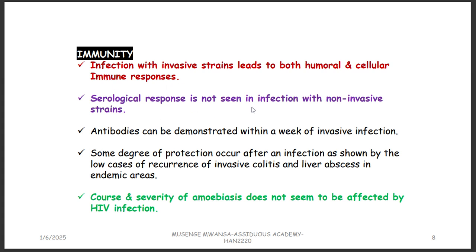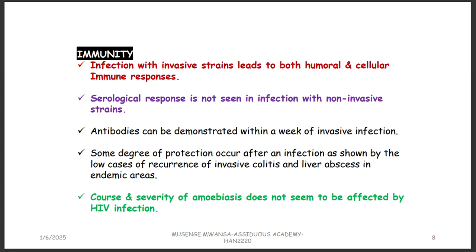Serological response is not seen in infection with non-invasive strains. The meaning of that is that the B cells and T cells are not going to be activated when you have got those strains that are not invasive, those which cannot penetrate through the epithelial surfaces. And antibodies can be demonstrated within a week of invasive infection.